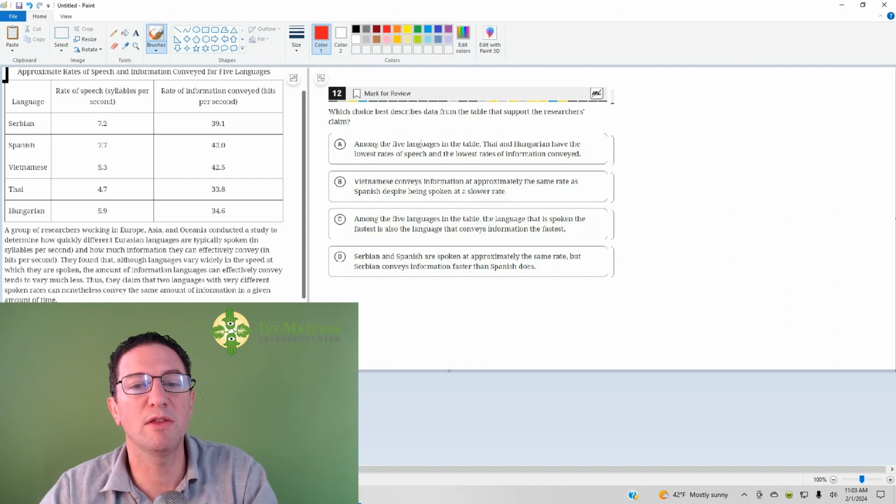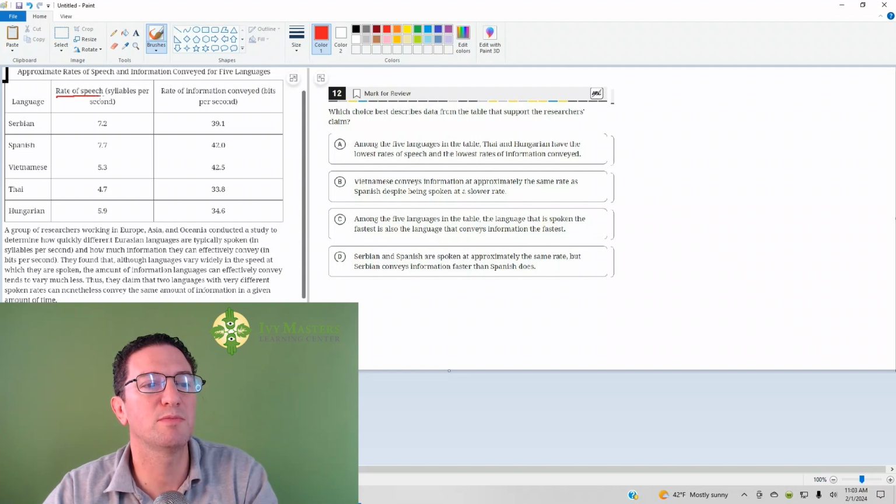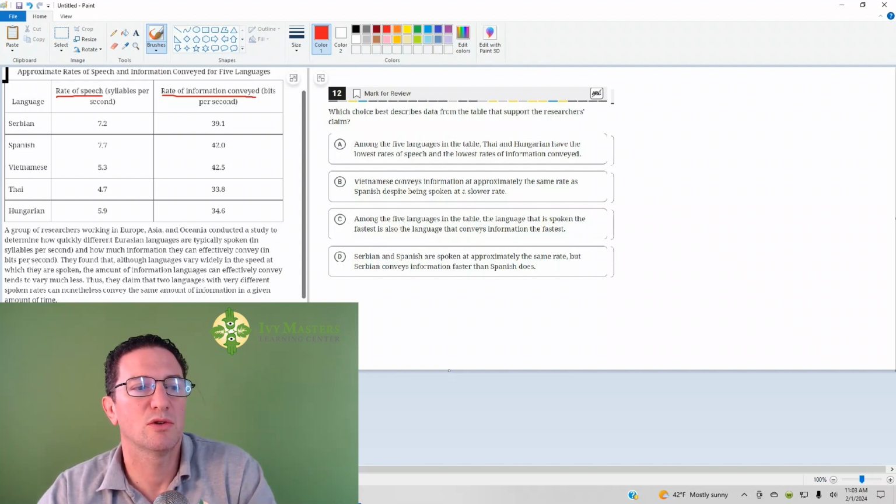Answer is A. Among the 5 languages in the table, Thai and Hungarian have the lowest rates of speech. Notice this is rates of speech. This is rates of information conveyed. You should always look at the table before you go to answer the question. Approximately rates of speech and information conveyed for the 5 languages. And then you got your languages, Serbian, Vietnamese, Thai, and Hungarian.